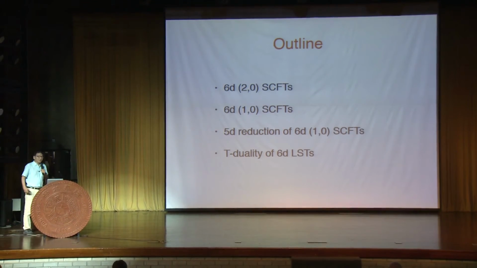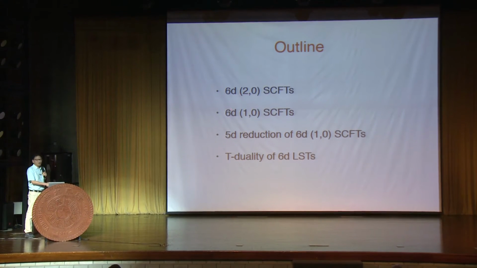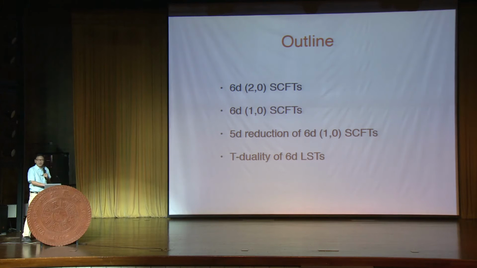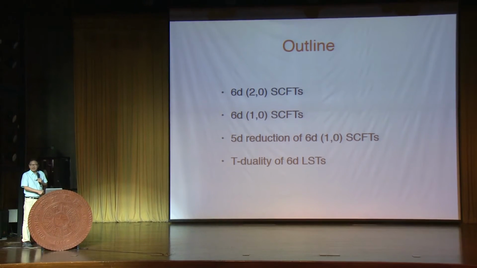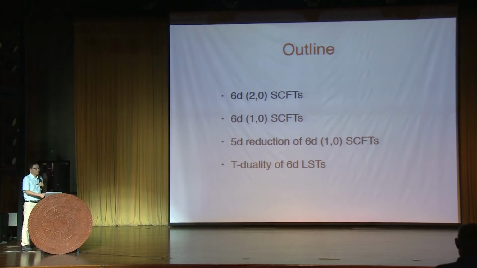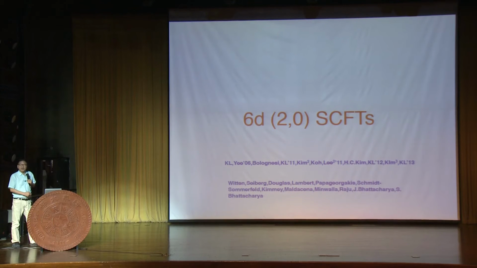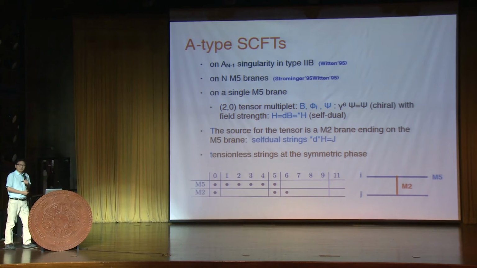So the outline of my talk is: I'll talk more specifically about 6D (2,0) theories and (1,0) superconformal field theories. Then I'll talk briefly about 5D reduction of these 6D theories, and then I'll talk about T-dualities of little string theories. So 6D superconformal field theories, we had a nice summary of it. Let's look at the A type of theory, which can arise from the theory on M5 branes.